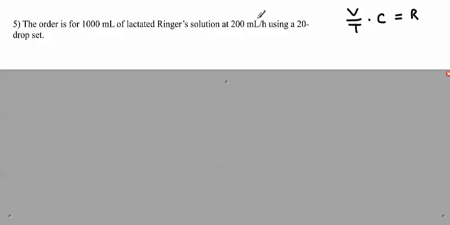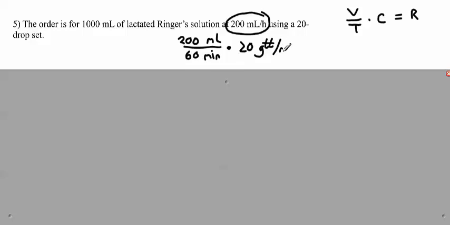So again, the easiest thing to do would be to take this relationship of volume and time and go 200 milliliters divided by 60 minutes and times that by a 20 drop set. That means it takes 20 drops to get 1 milliliter. So the drops are a little bit smaller because it takes 20 drops to get 1 milliliter. It still is macro, it's not a micro drip set yet. That's only when we have a 60 calibration drop factor.